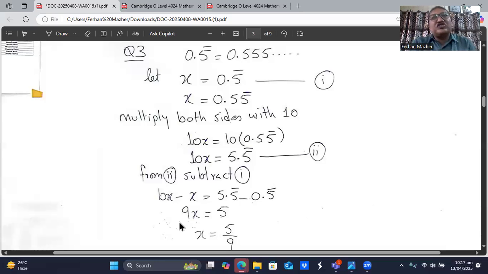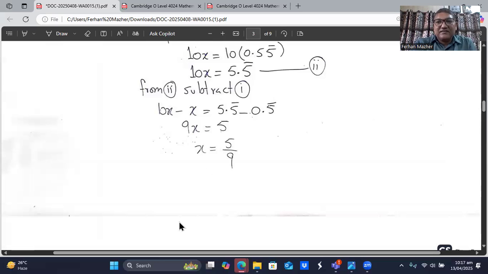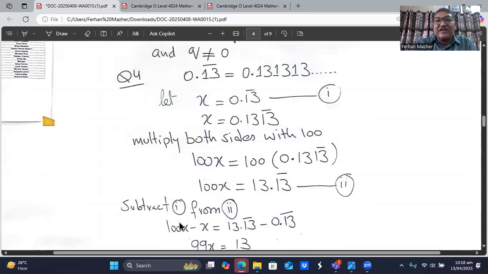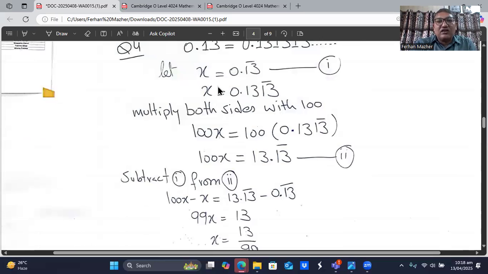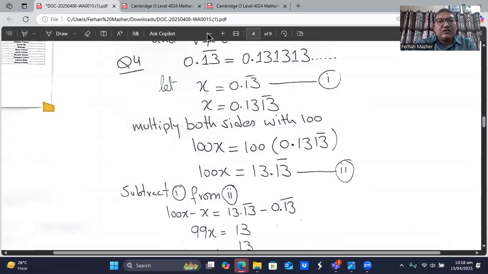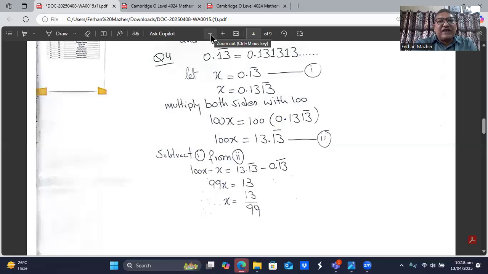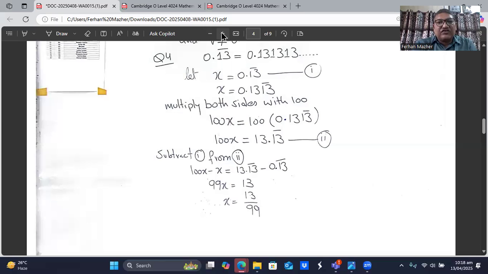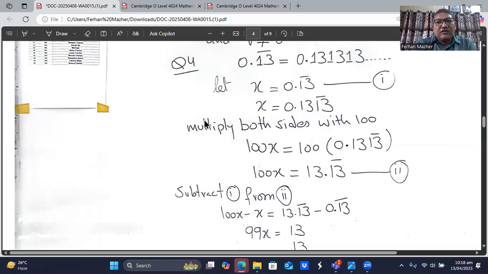And you know, these non-terminating recurring decimal fractions are called rational numbers. They are not called irrational, they are called rational numbers. Any decimal fraction which is non-terminating and is recurring is called rational. Okay, so here we have the fourth question. We have collected these questions from different sources, so we are going to attempt question number 4 now.